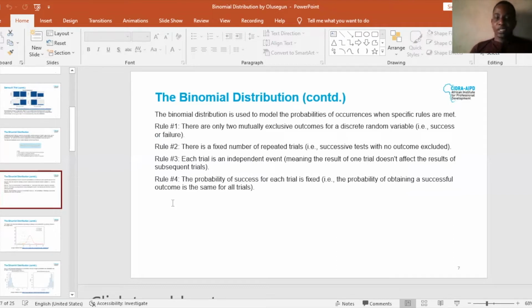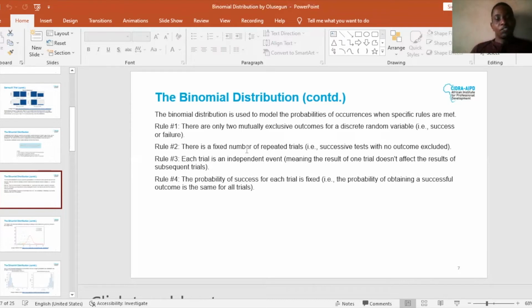For a scenario to be modeled as a binomial distribution, it must follow some specific rules. What are these rules? Rule number 1, there are only 2 mutually exclusive outcomes for a discrete random variable, that is success or failure. Only 2 possible outcomes. Like we discussed, in the flipping of a coin there are only 2 possible outcomes, head or tail, and they are mutually exclusive. Both of them cannot occur. If one occurs, the other cannot occur. So the flipping of a coin can be modeled by a binomial distribution.